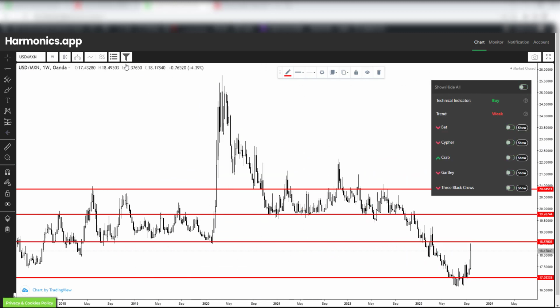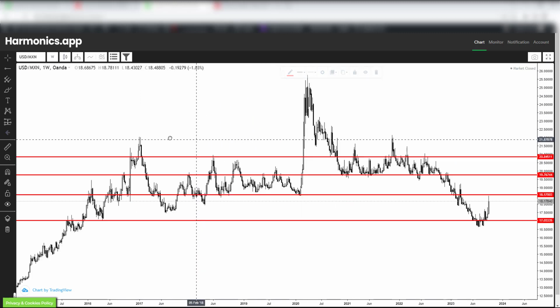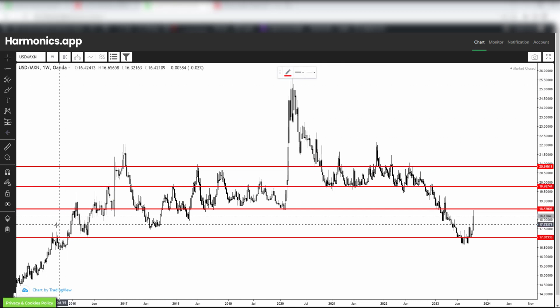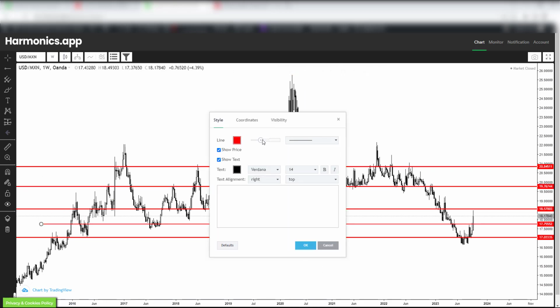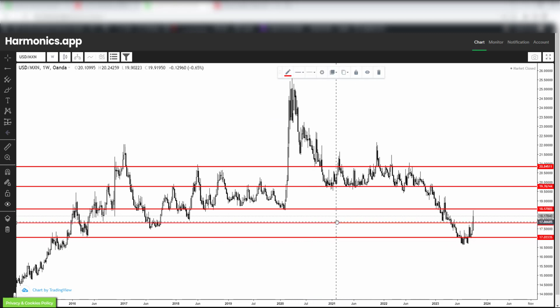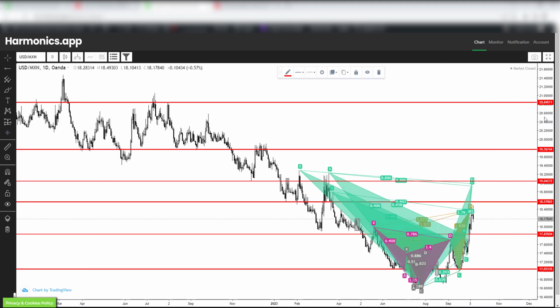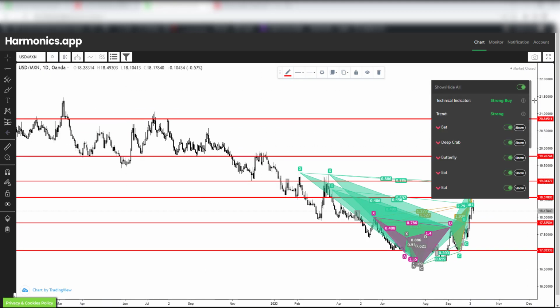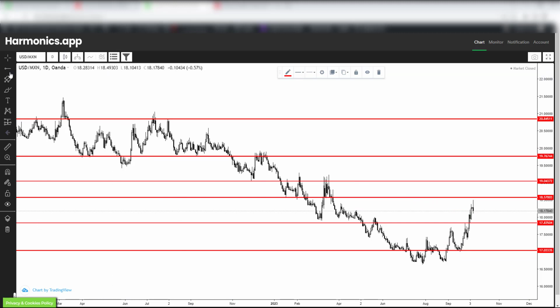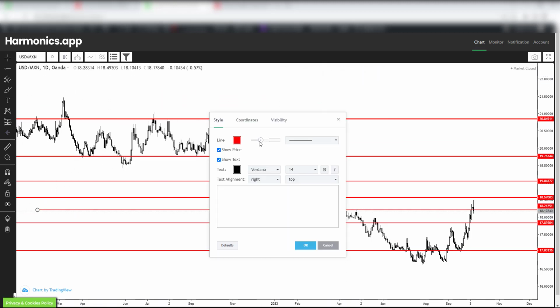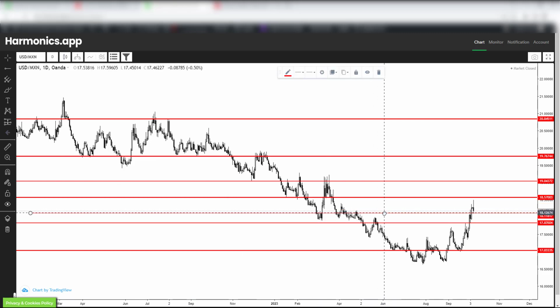Now let's remove all the patterns from the chart. Okay, now we can see the next one. Let's put this one here, one more. Okay, now let's go to the daily and see how this looks. On the daily, remove all of them and put also support and resistance levels.